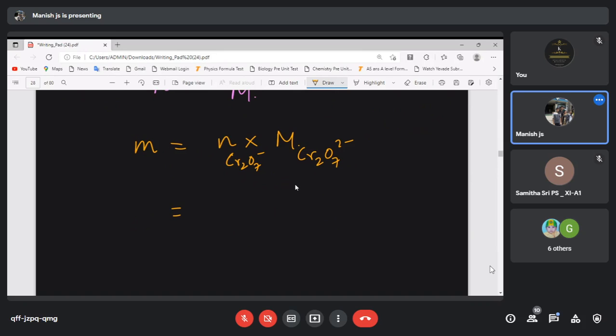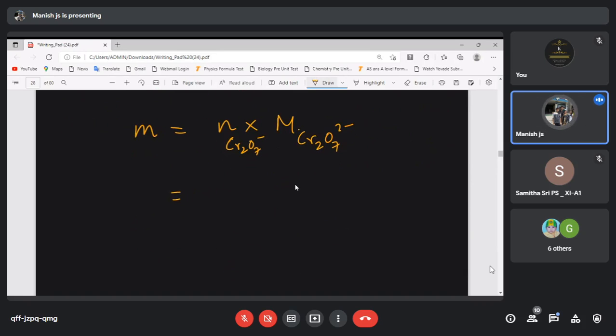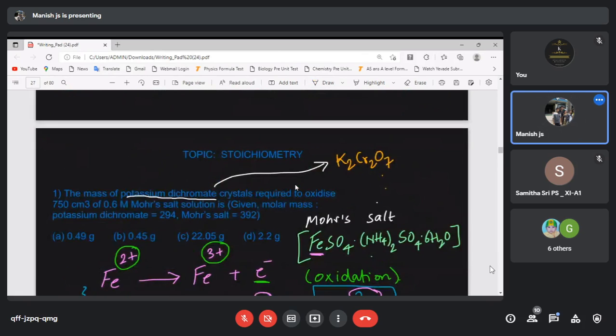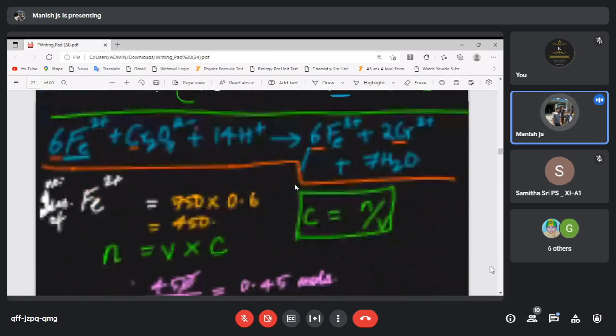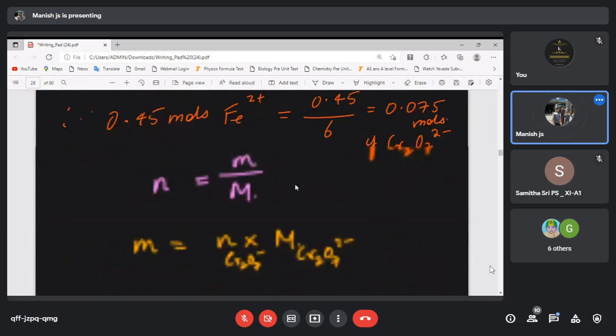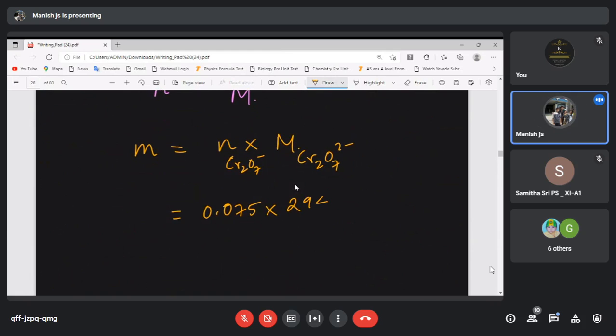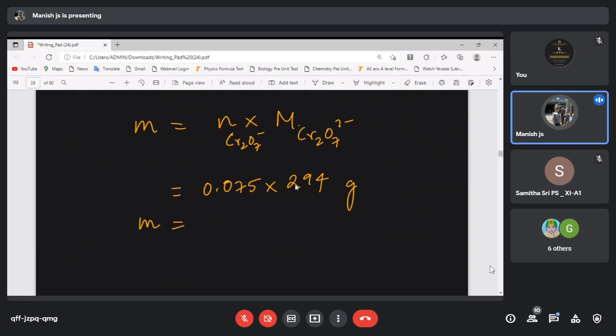The number of moles of dichromate we just found. What was that value? 0.075 into the molar mass of dichromate. What is the molar mass of dichromate? It was there in the question. Let me check. See, it is 294. You just need to substitute. So 0.075 into 294 will give you the value in grams. This can be written as 75 upon 1000 into 294. If you simplify this, you will get the answer as 22.05 grams.